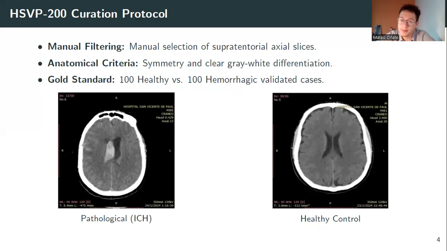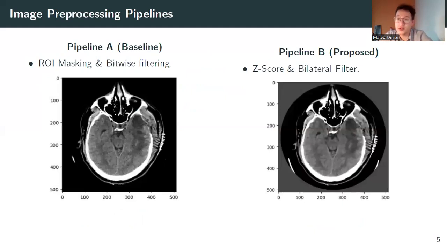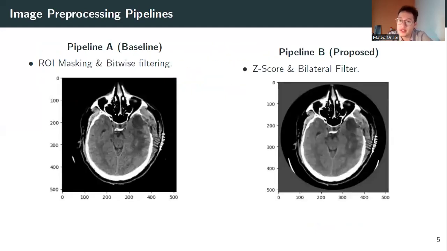Moving on to the pre-processing, which is one of the most important parts of this research, we compare two strategies. In pipeline A, our baseline, we use simple ROI masking and bitwise filtering. This is for removing the peripheral text. As we can see here in the previous images, around the central area we have this text. So in order to remove this text, we use the ROI masking and bitwise filtering.